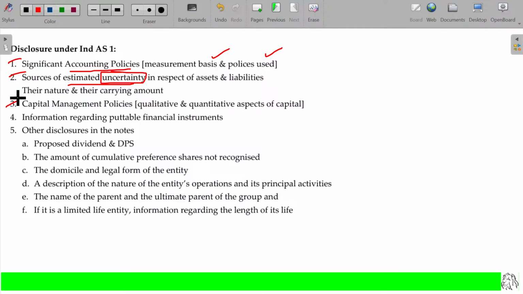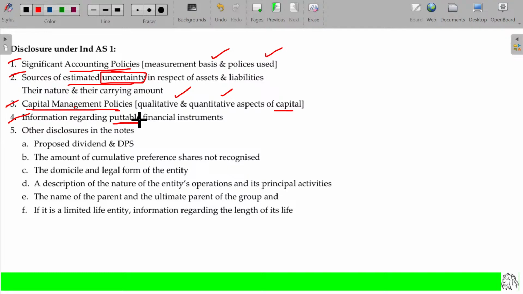Third one being capital management policies. Qualitative and quantitative aspects with respect to the assets and liabilities and capital should be disclosed, especially capital management. Information regarding puttable financial instruments. In case of puttable financial instruments, you have to give the information. Puttable means we have given a guarantee to somebody else. Whenever he wants to sell, I have to purchase. This is called puttable, as opposed to callable. If he offers to sell, then I have to purchase. This is called puttable. It's my commitment.